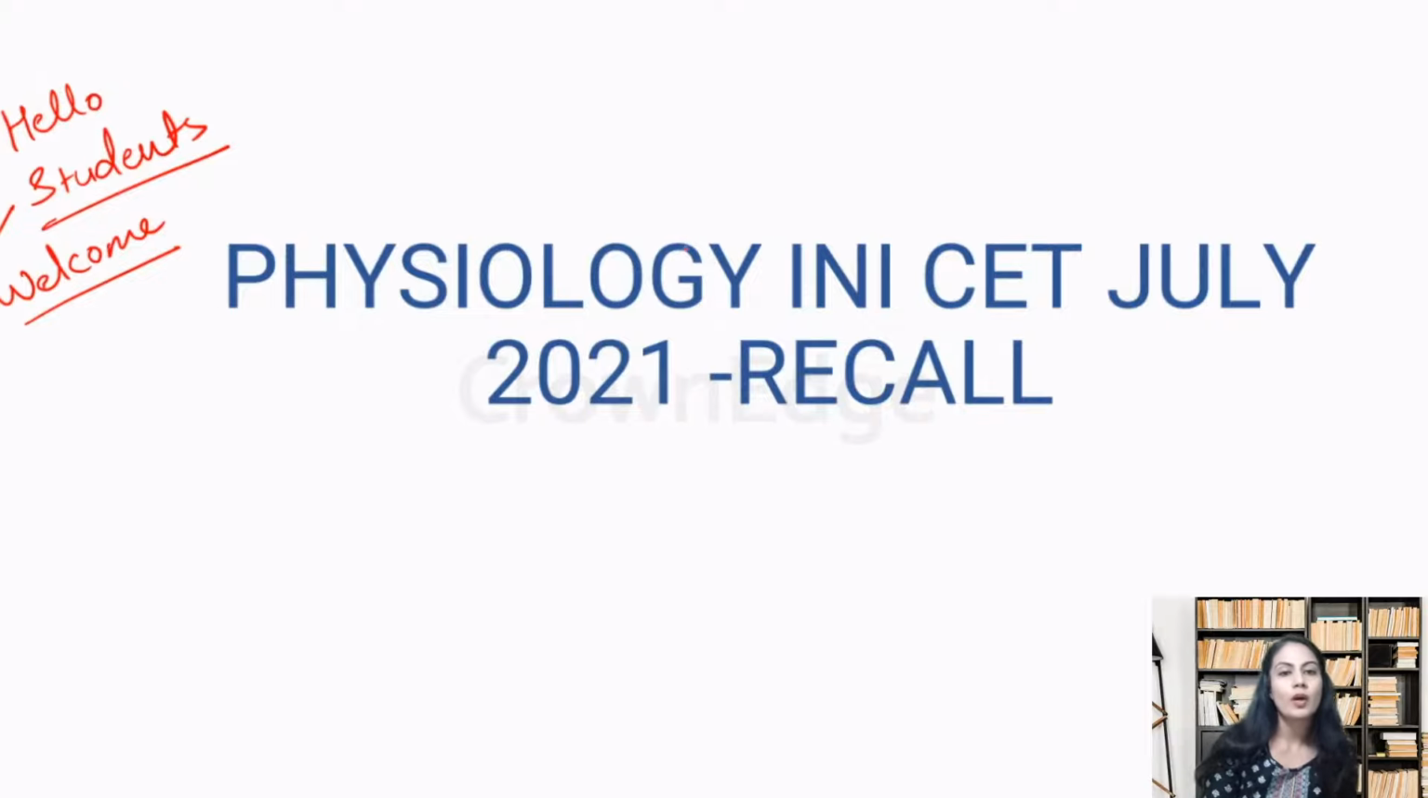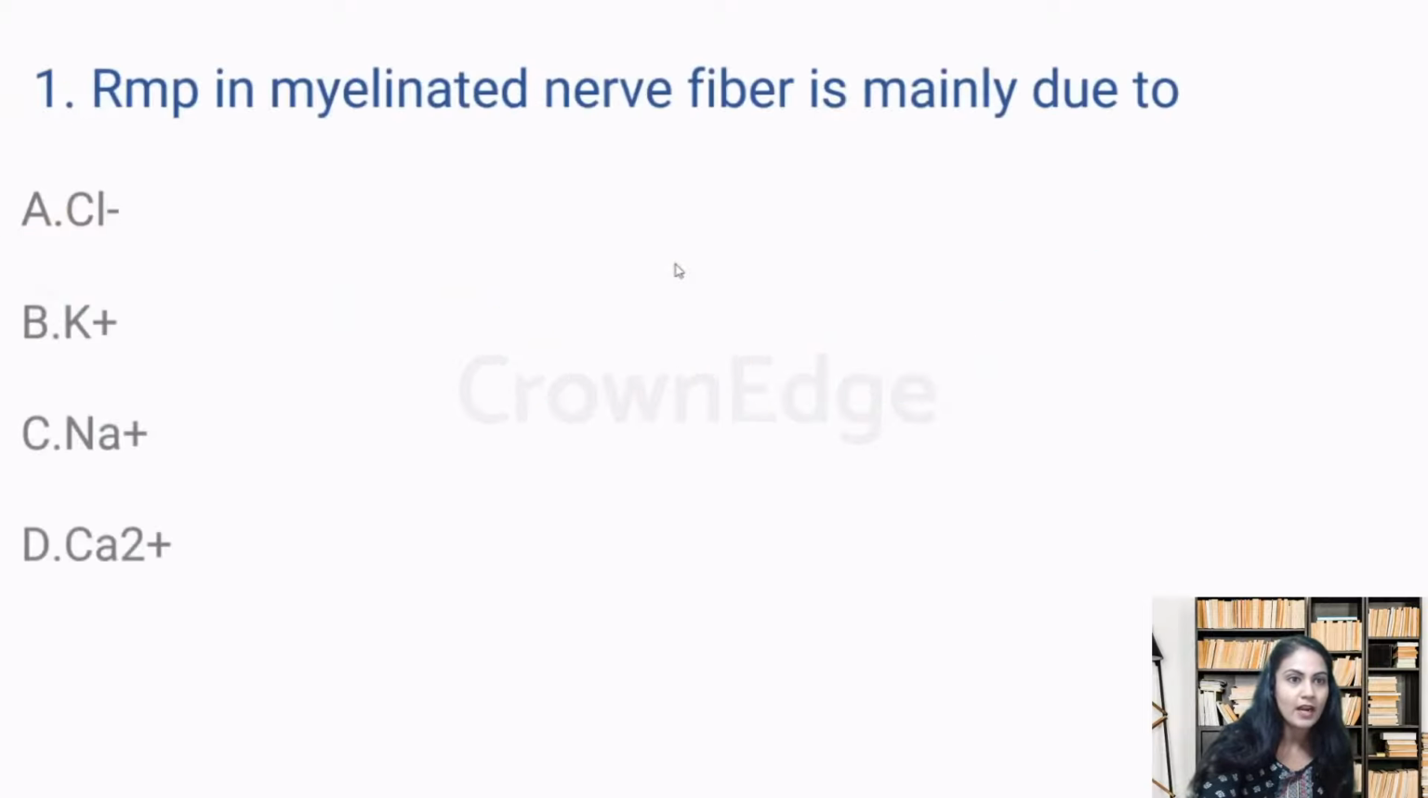Okay, so I got the reply. Today we are going to discuss the physiology INI CET July 2021 questions. These are recall based questions, so there can be some bias in the options and the recall also. Don't worry about that. The important thing is that we're going to learn the concepts behind it. I'll try to make it very crisp, and let's start with the first question.